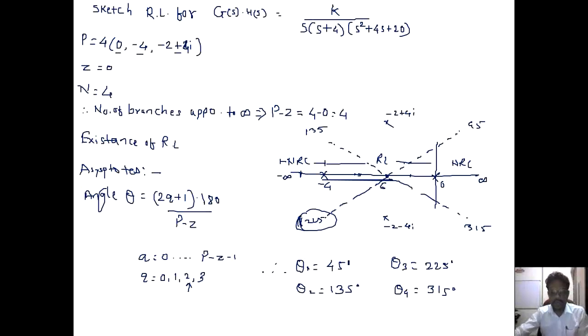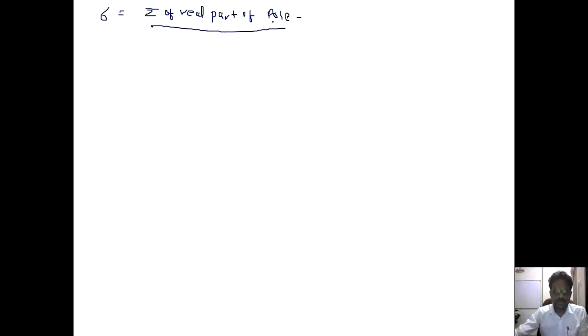Now the next step is to calculate sigma, the location of asymptote, exactly from which point we should draw all these 4 angles. Sigma is the location of asymptote, and the formula is summation of real part of pole minus summation of real part of 0. We don't have 0, so you can skip that, divided by p minus z.